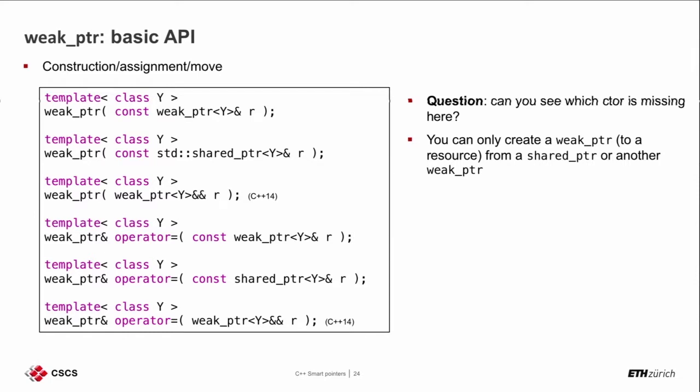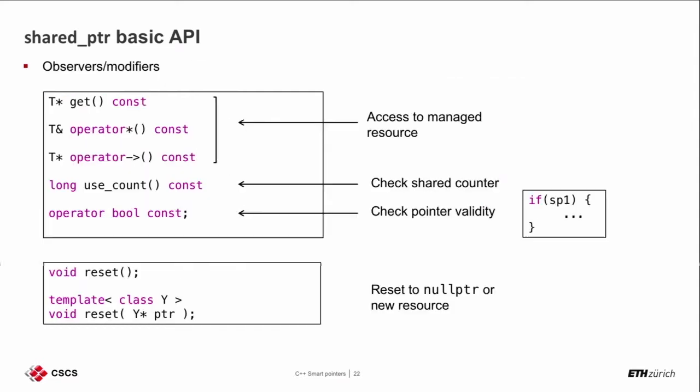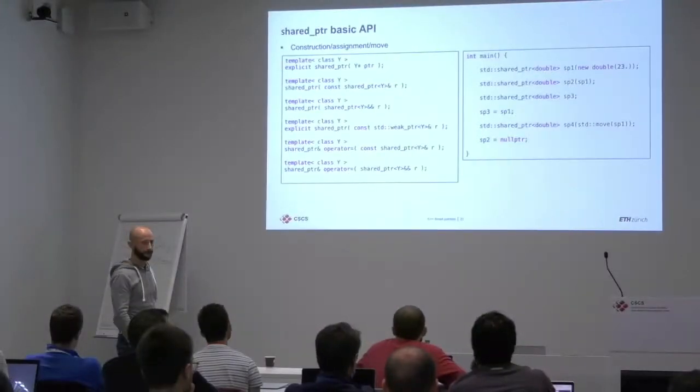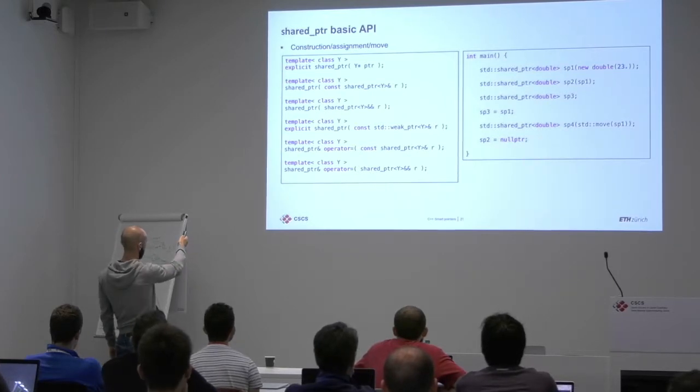And I have a question here. If you have a look at this list of constructors, and then maybe we go back to the list of constructors of shared pointer, you can see that you can construct it starting from a raw pointer, starting from a shared pointer, or starting from a weak pointer, basically. But why does the copy constructor of the shared pointer take a weak pointer? It's not a copy constructor. It's another constructor that takes in input a weak pointer.